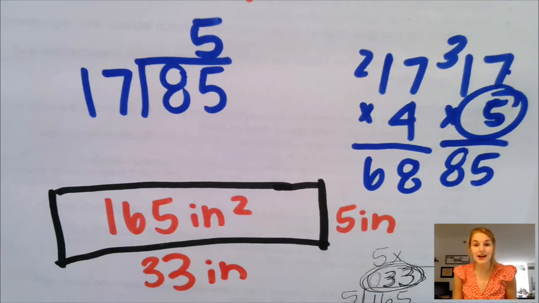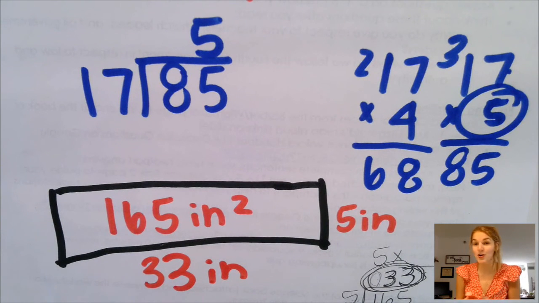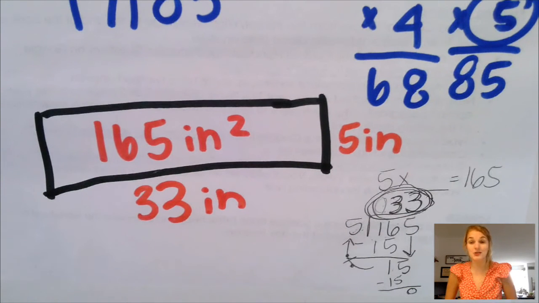So good luck today, guys, with your missing or unknown side. Just remember, you're going to try to find the other side so you can multiply them together and find the area. And sometimes that's going to take you dividing.